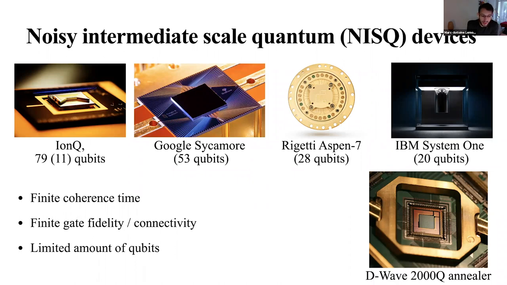In those we have finite coherence time, so it's difficult to implement long adiabatic approaches. We have finite gate fidelity and connectivity between the qubits, so it can be very challenging to implement this H_Ising. And we have just a sheer limited amount of qubits.